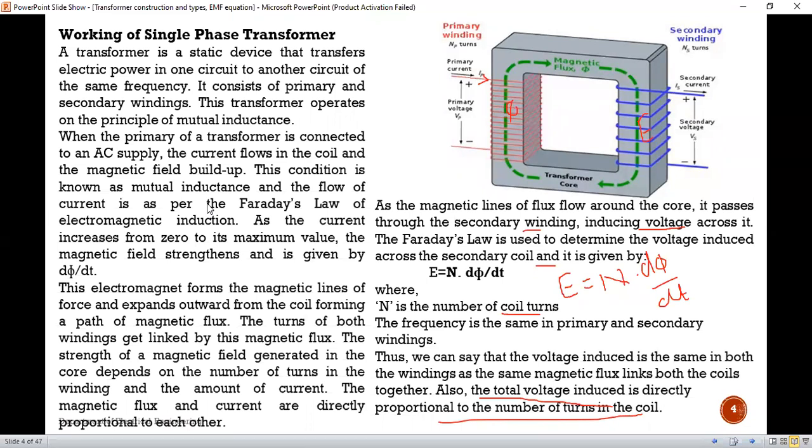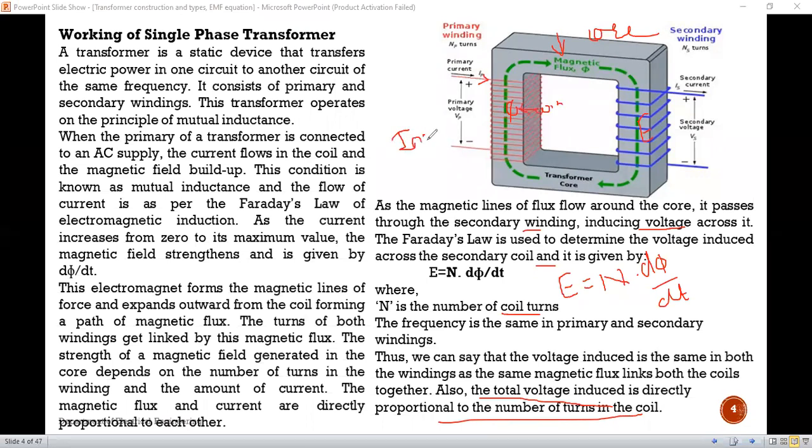I will tell some of the construction features, that is, construction related to the transformer. See, the transformer is a static device. We have already discussed static device. It can transfer power from one circuit to another circuit with the change in its voltage and current, but without change in its frequency. And I have told there are three main constructional parts of the transformer. In that, the first one is the core, an important part. The second one is the winding, that is primary winding and secondary winding. And the third one is nothing but insulation.